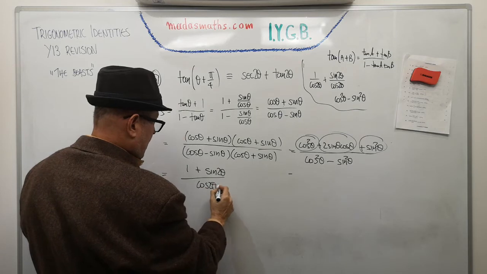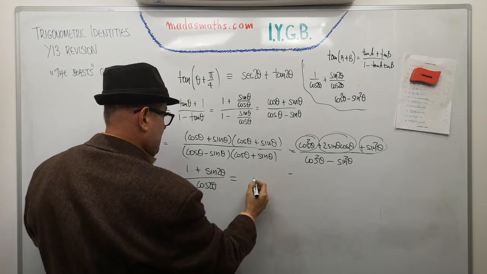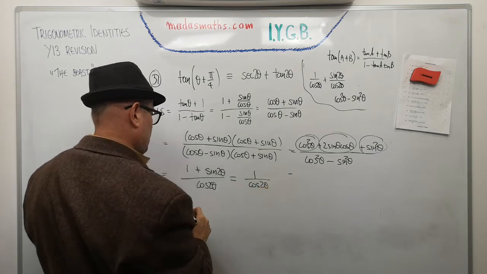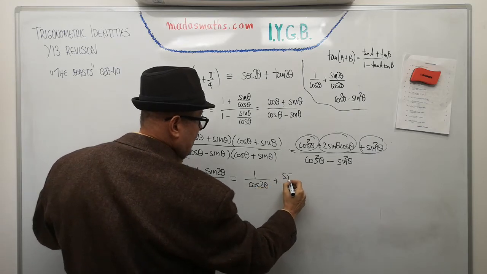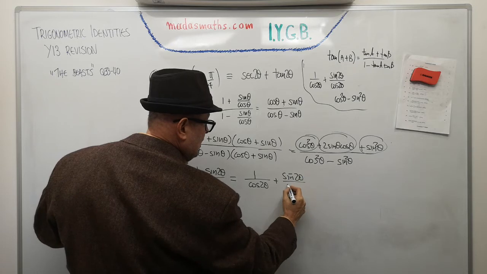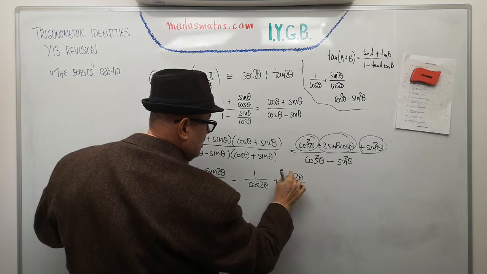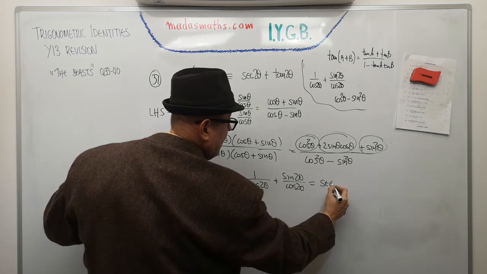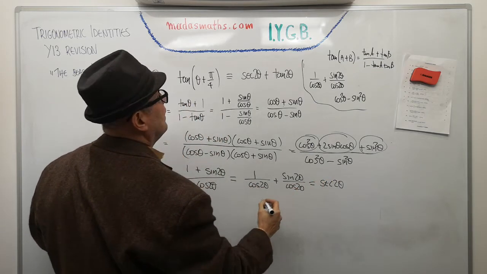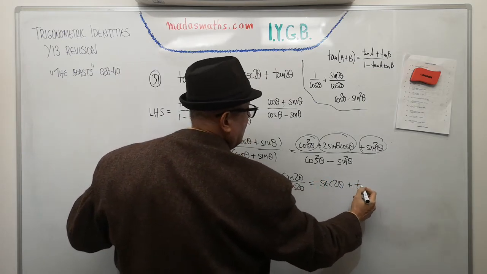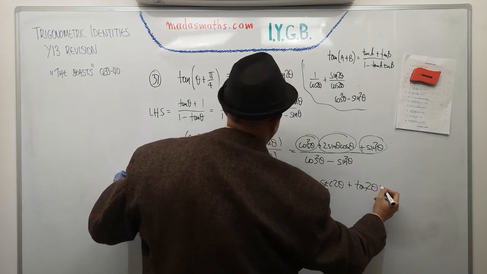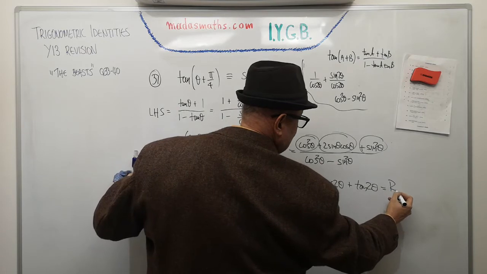Split your fraction, and the game is well and truly over. 1 over cos 2 theta plus the sine of 2 theta over the cos of 2 theta. And that's, of course, the sec of 2 theta plus the tan of 2 theta, which of course is the RHS.